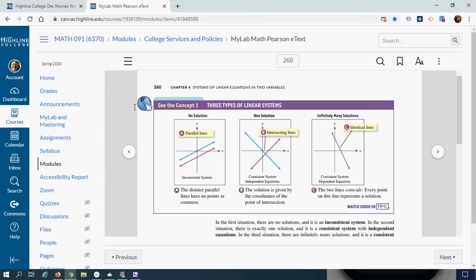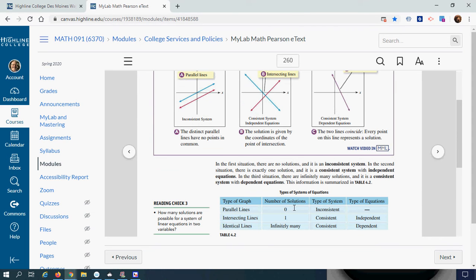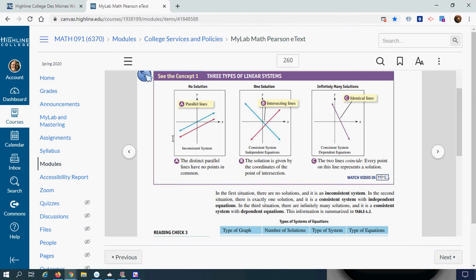So this is 4.1, looking at the three types of linear systems graphically. If you take a look at page 260, you see you have two parallel lines. These two parallel lines do not intersect, so this tells us right away that there is going to be no solution to these two equations. We call parallel lines with no solution inconsistent. It's an inconsistent system, meaning that we cannot find a solution to that.